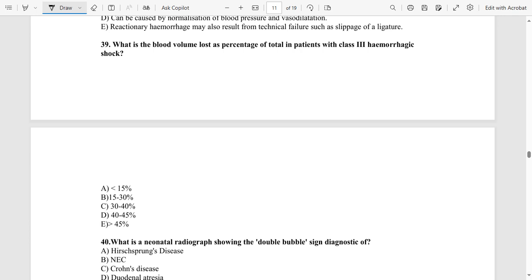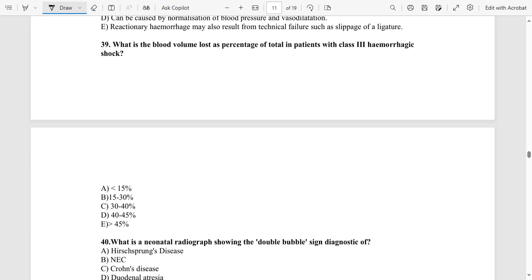In class 1, we've just lost about 750 mils. Okay, that's in mils. In class 2 is between 750 to 1.5 or 750 to 1500 mils. Class 3 is 1.5 to 2 liters. And then class 4 is more than 2 liters. So I've got 750 mils, 750 to 1.5 liters, 1.5 to 2 liters, and then more than 2 liters, that's class 4.